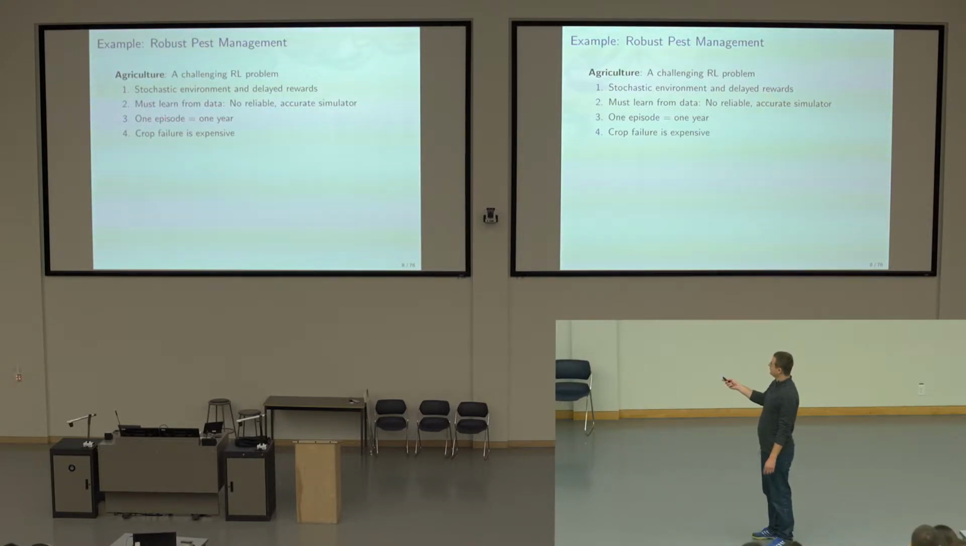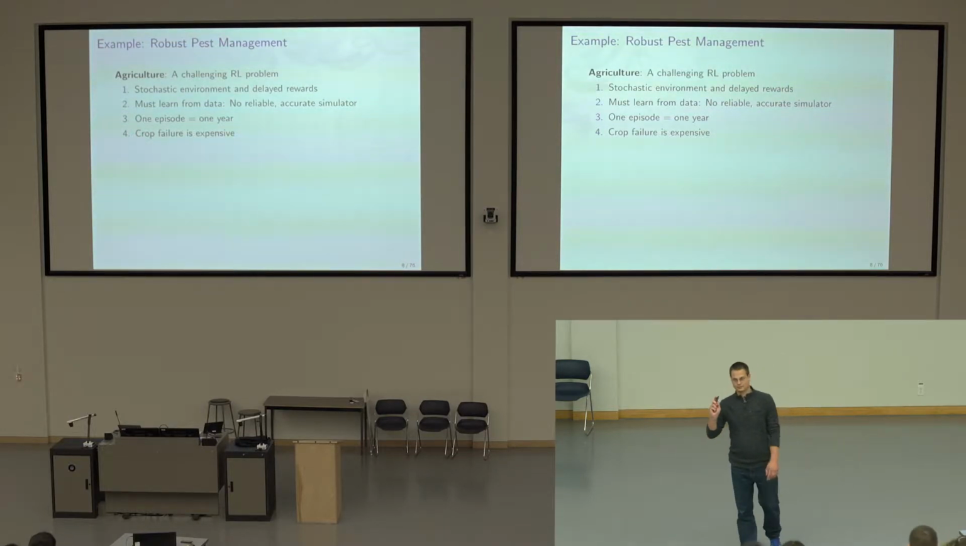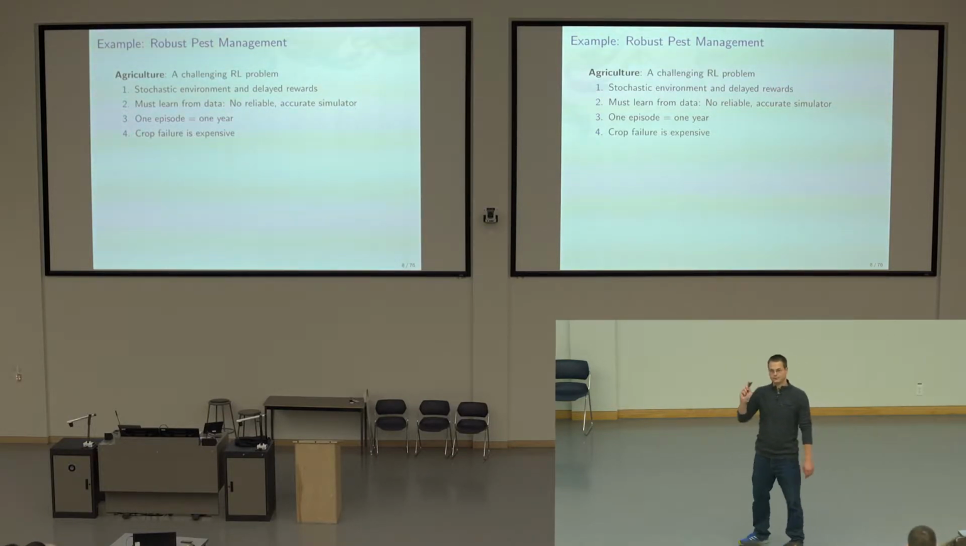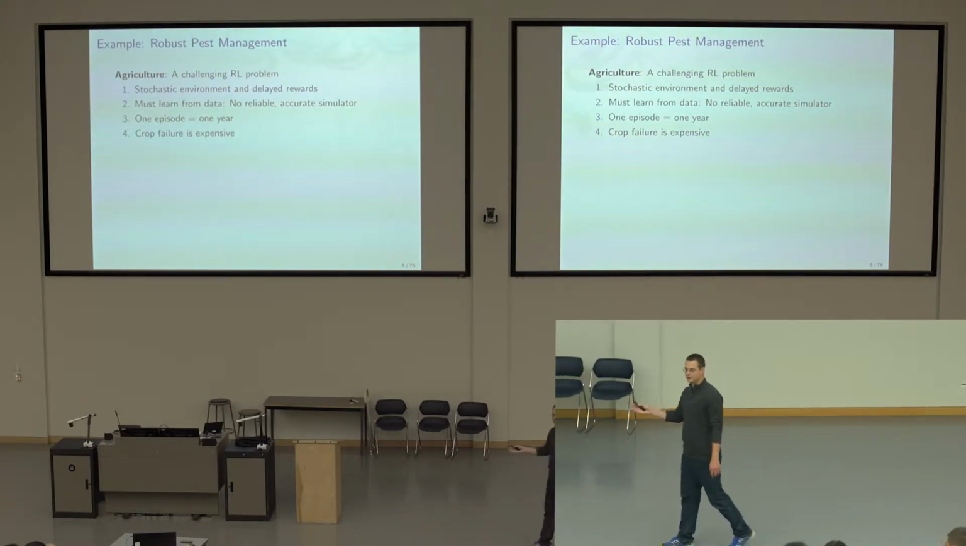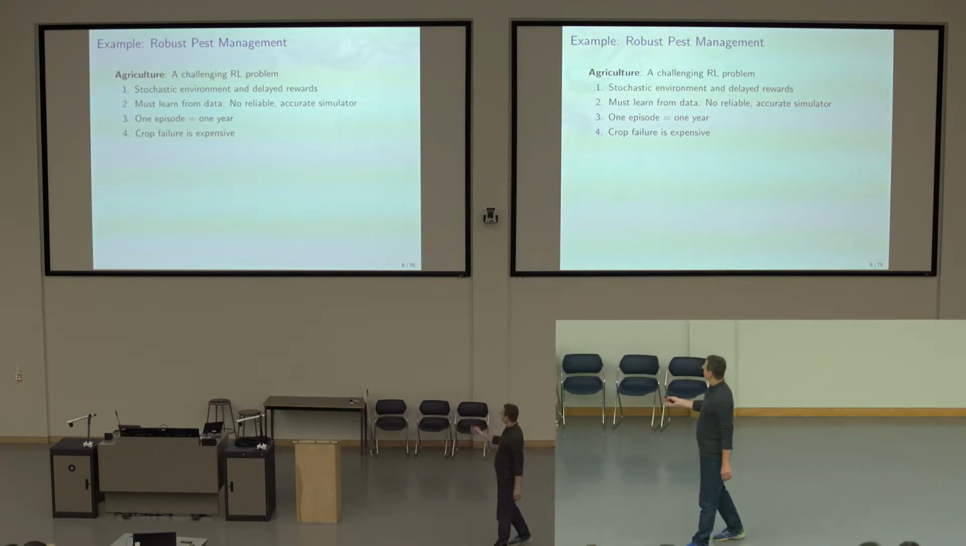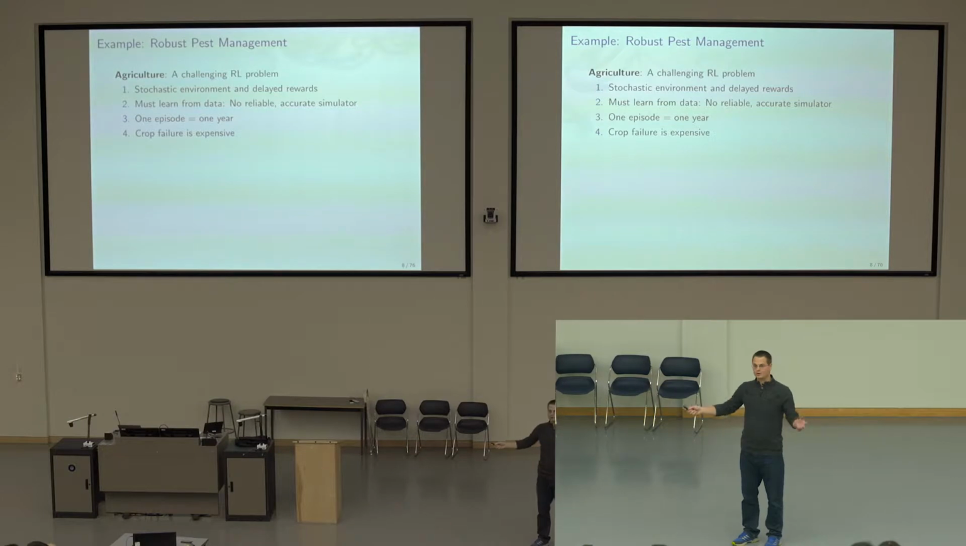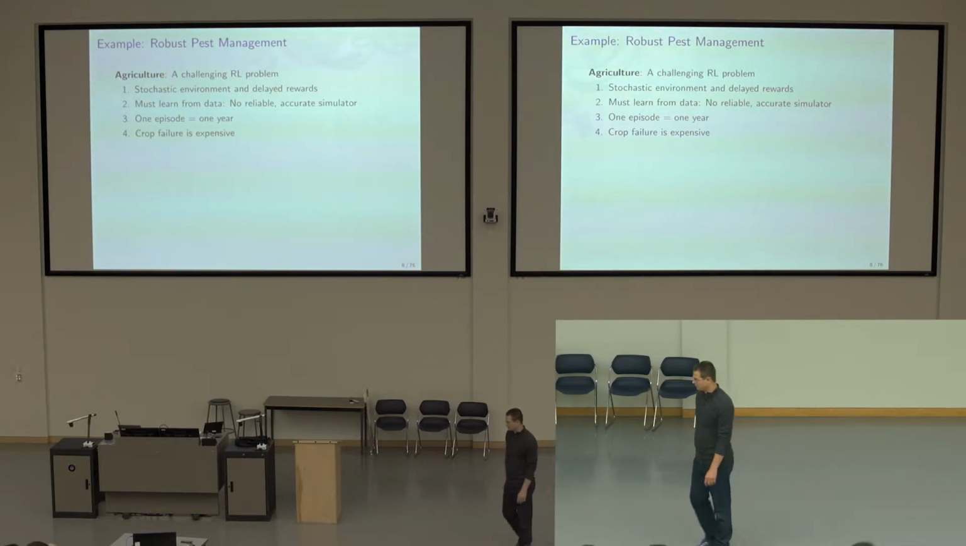As I said, one episode takes 1 year. Crop failure is expensive. Now, if you're a subsistence farmer, that could cost your life. If you're not, it could cost your farm. So you really don't want your policy to be bad.